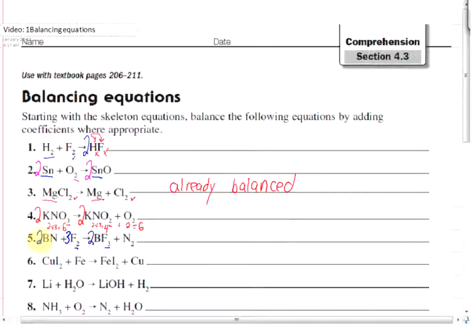And now I just need to check my N. I have a 2 in front of the N here, so I have 2 N's there. And I have N2 here. So 2 N's on each side ends that one for balance.